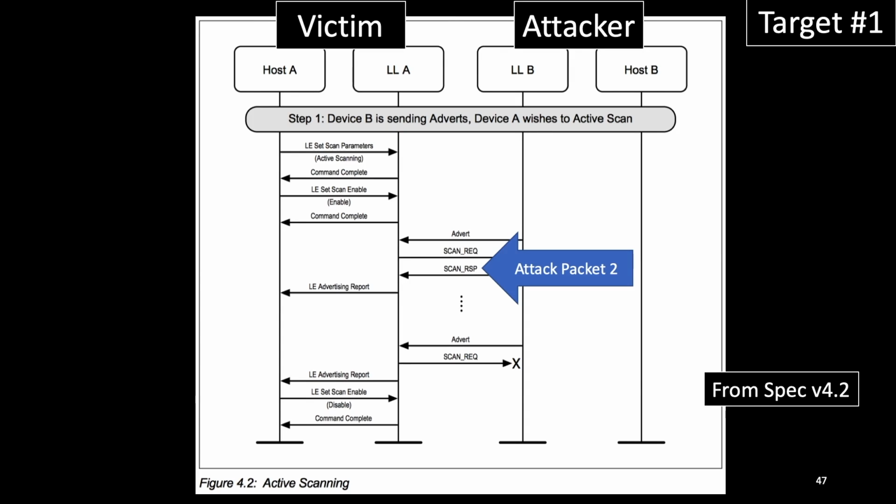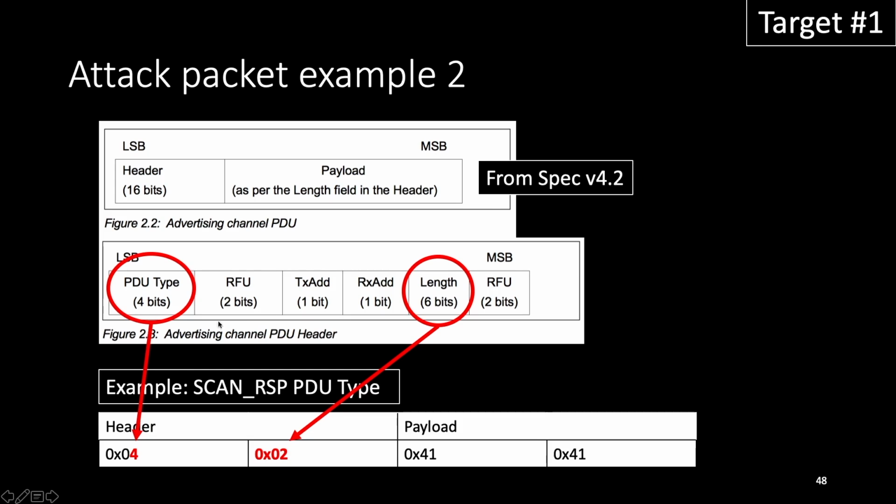The difference between this bug and the first one is that the victim should be in active scanning. The victim will receive all these advertisements just like in passive scanning. Then the victim will generate a scan request in order to get more information. But at that time, the attacker can generate a malicious scan response. In the same case, it does not require either authentication or pairing. And here, this PDU type is 4 and the length just needs to be smaller than 6.